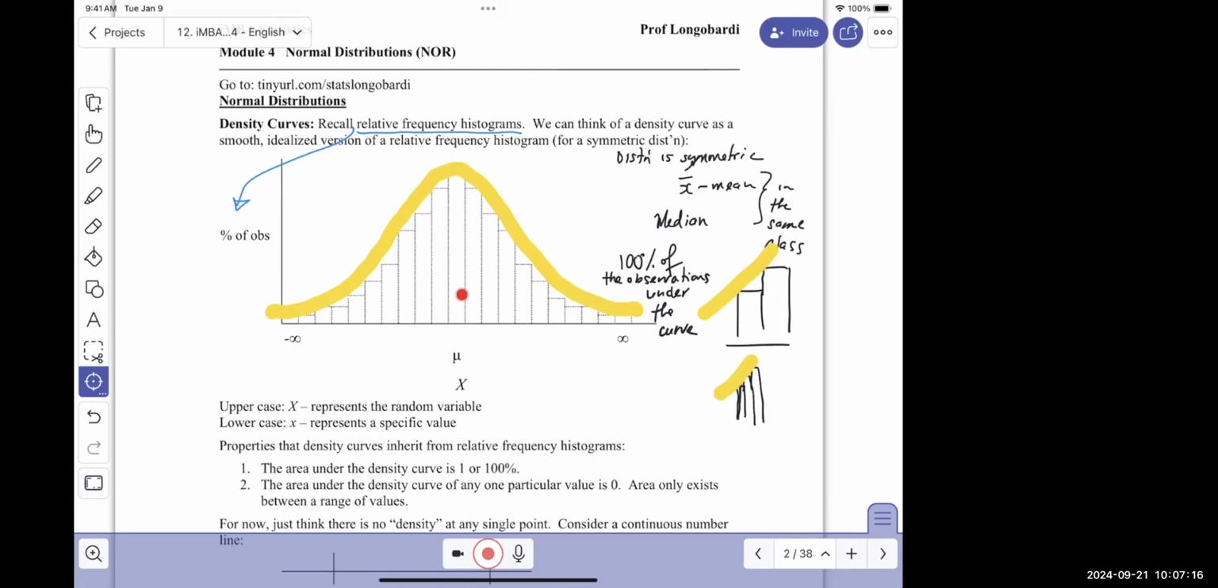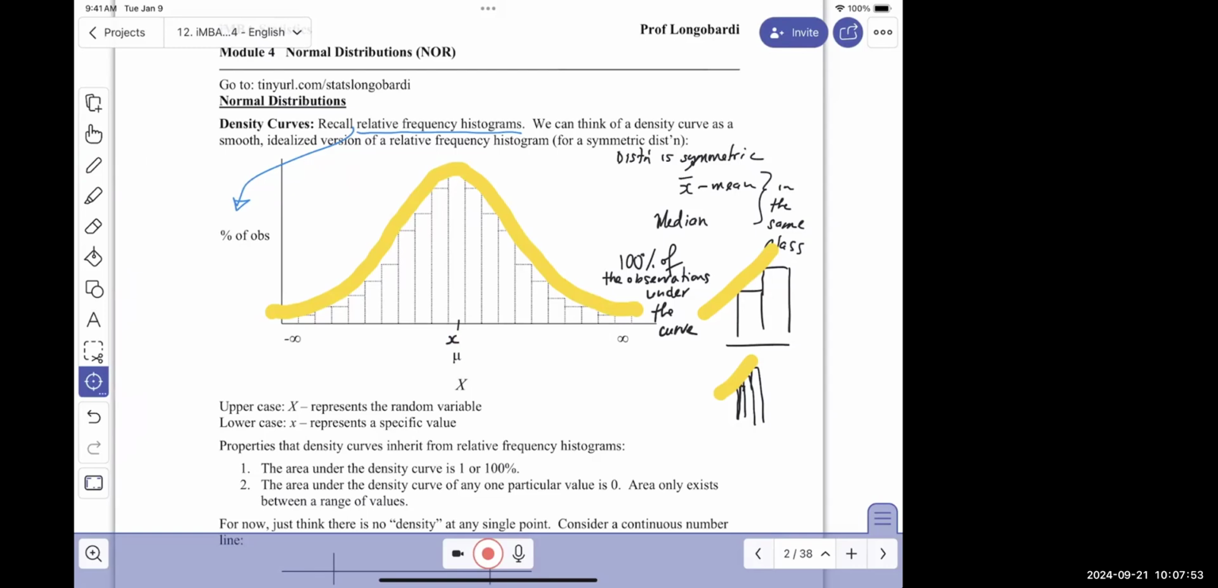I can mark here and say, okay, let's say I'm interested in knowing how many observations are below this value. How many observations are below this value? Now, from the graph, we know it's 50%, right? So what I do is mark this with an x. I say this is the value x of this variable.